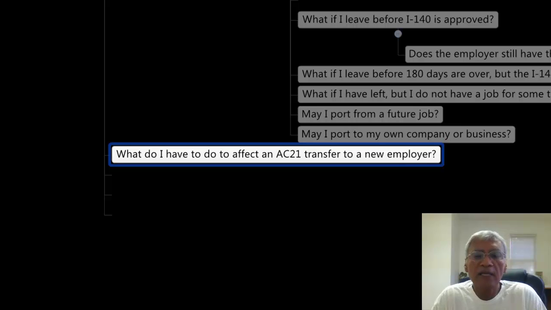Why? Let's say you are now subject to AC21, you've ported over, and then the old employer goes and revokes the I-140. For somebody who has successfully ported, that does not have any effect on them. Let them revoke. The old employer can revoke the I-140. You're still entitled to your AC21 benefits.